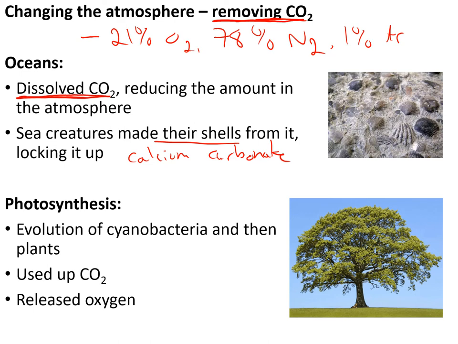The other thing that happened to change the atmosphere is photosynthesis. Now, photosynthesis first began in something called cyanobacteria, and then continued in plants. And it does two things. Firstly, photosynthesis uses up carbon dioxide, so the concentration of carbon dioxide decreases. But also, photosynthesis produces oxygen, so the concentration of oxygen increases. So photosynthesis has this massive double effect, removing carbon dioxide and increasing oxygen.